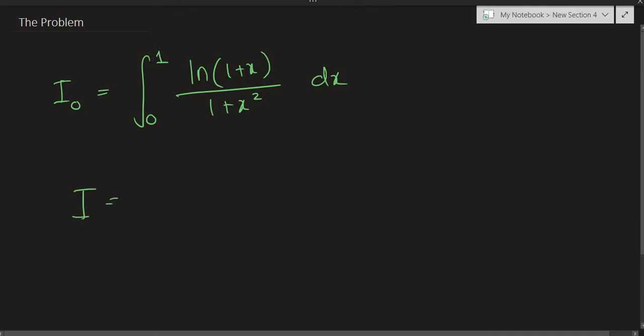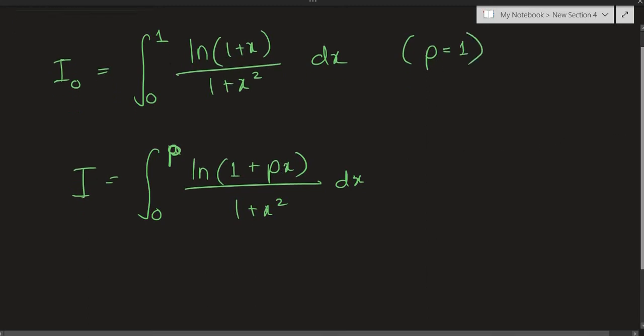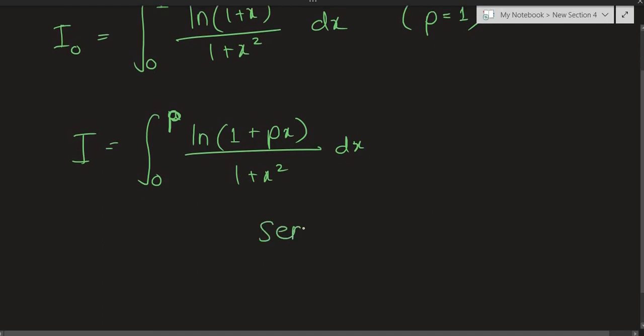We're going to generalize it in such a way that we have the integral from 0 to p, let's just call it p, just a choice of constants, of the natural log of 1 plus p times x divided by 1 plus x squared dx. So if you notice, I naught is just I when p equals 1. So this is the way we are going to generalize yesterday's integral, the Secchi integral.